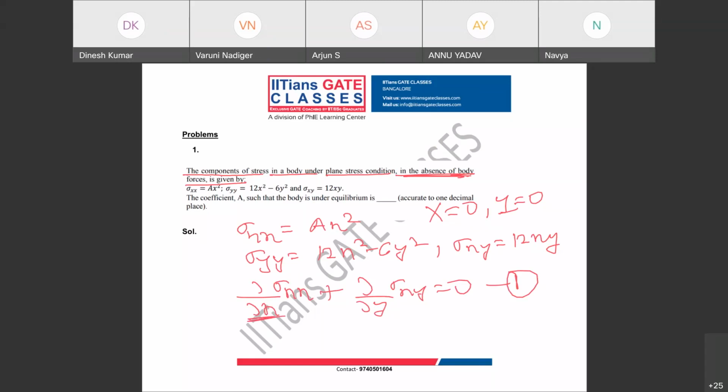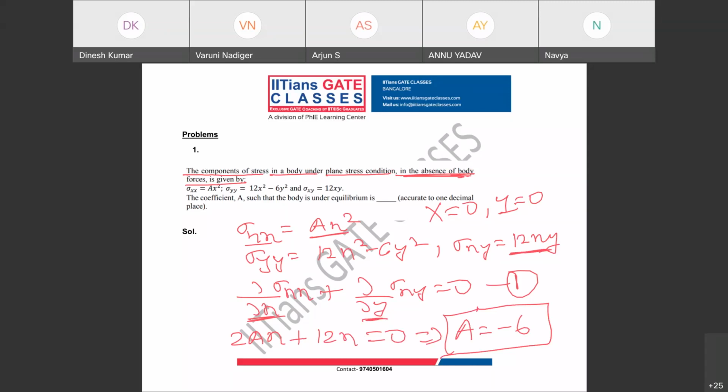Now it is in derivative form, and the stresses are already given as functions of x and y. We can take the derivatives and sum them, right? So the derivative of sigma xx is 2ax, then the derivative of sigma xy with respect to y is 12x, equal to 0. So what is the value of a we get from here, guys? Minus 6. Yeah, so the answer is minus 6.